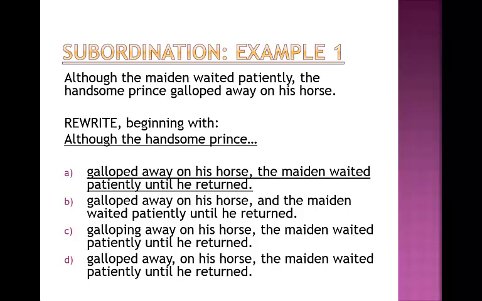Answer B is incorrect because it uses both a subordinating conjunction, although, and a coordinating conjunction, the word and. How can a sentence say that one part is more important over the other and then that they're both equally important at the same time?